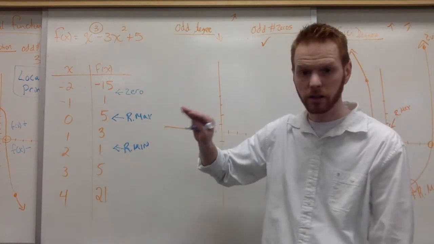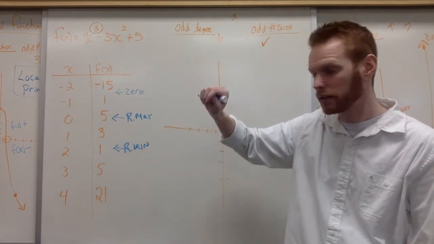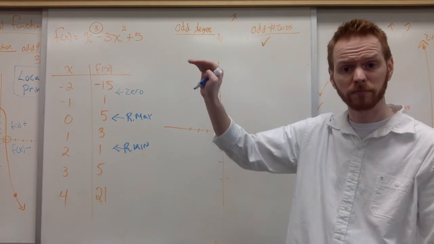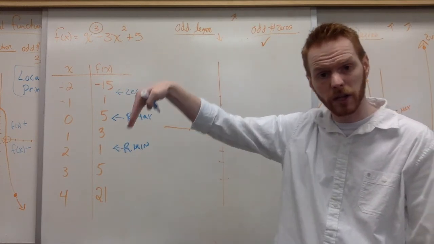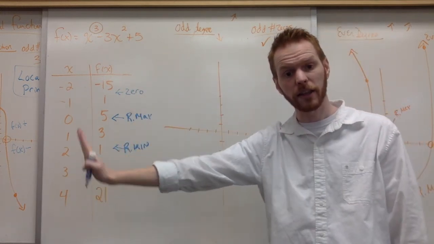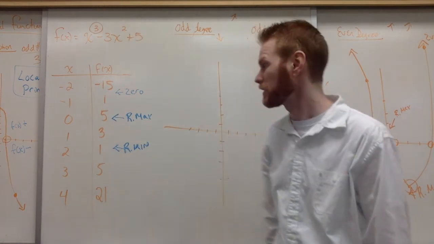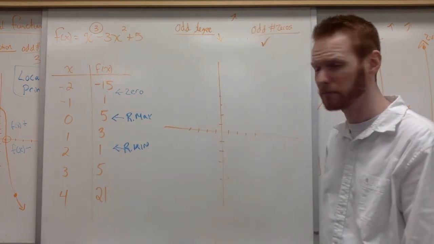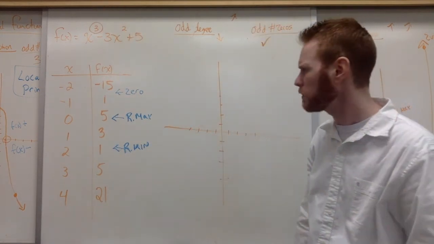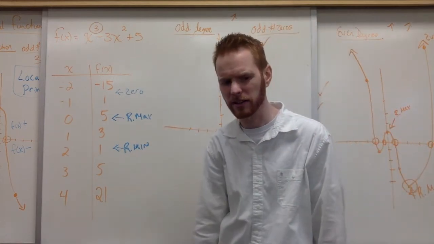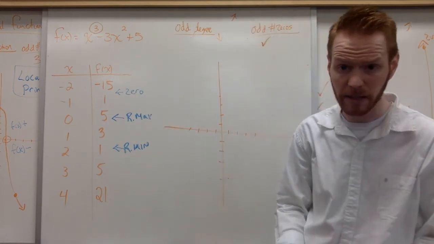So it's going to go up, reach 5, go down, reach 1, and then go all the way up infinitely. That is how this graph's going to look. Does that make sense? Now, some of you might ask, wait a minute, why is negative 15 not on the list? Why is that not a relative min?